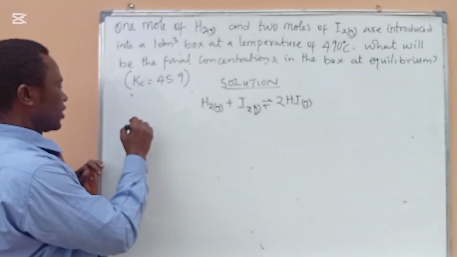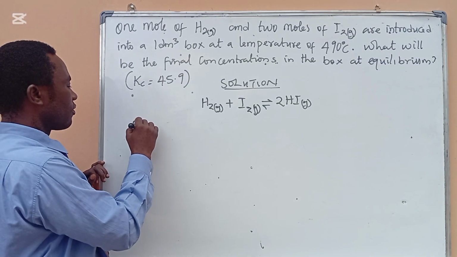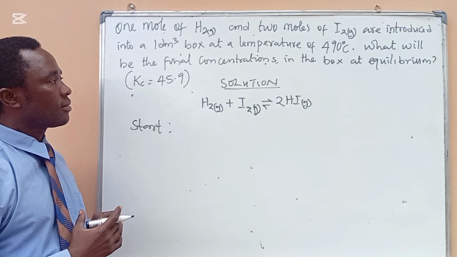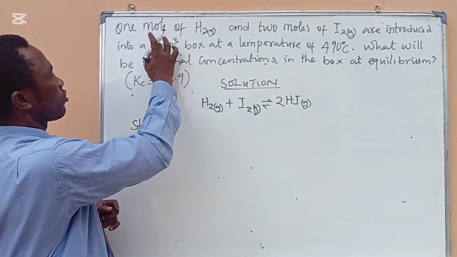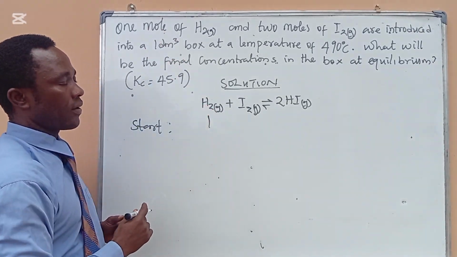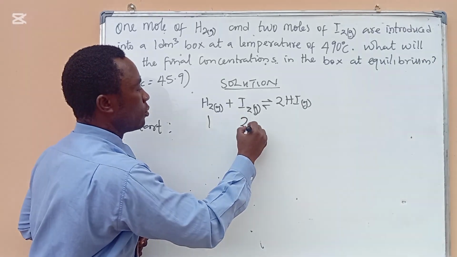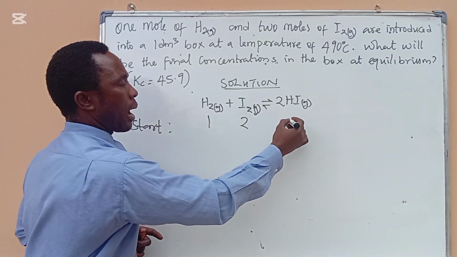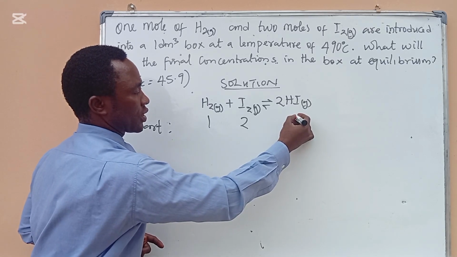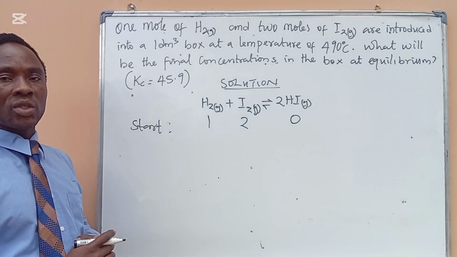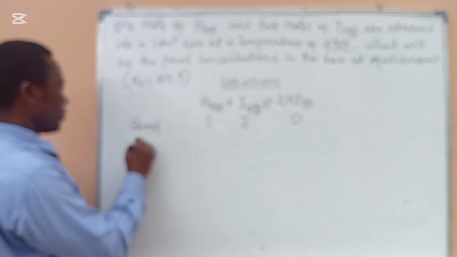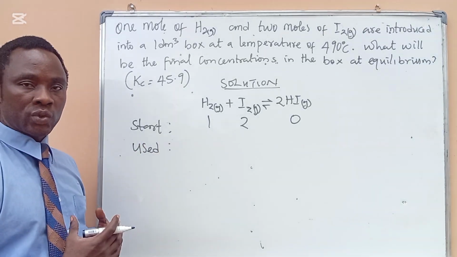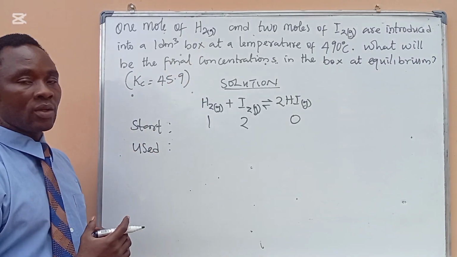Now, for this, according to the equation, for the start, that is at the beginning, we were told that we introduced 1 mole of hydrogen, 2 moles of iodine at the beginning. No amount of hydrogen iodide was introduced, so it becomes 0. Now, what is the amount of hydrogen that was used? It was not given to us in the equation.